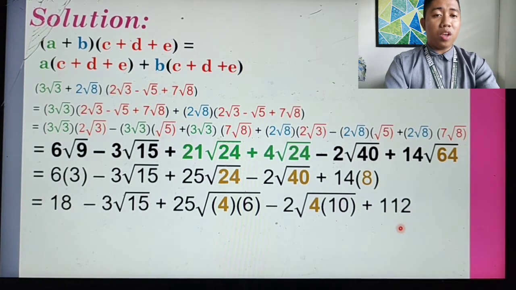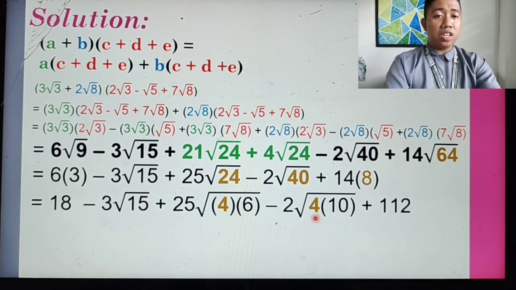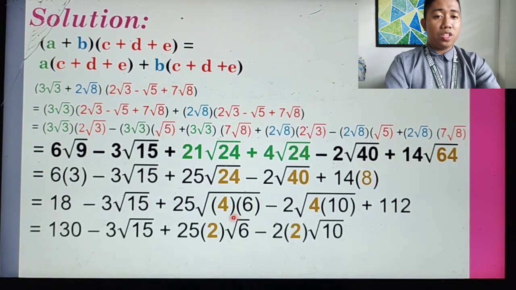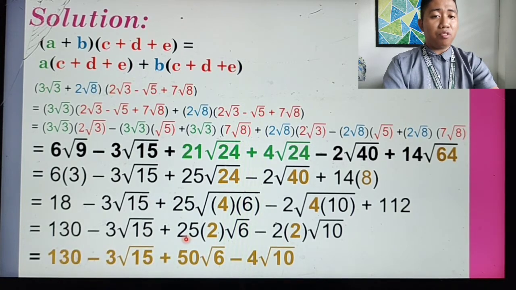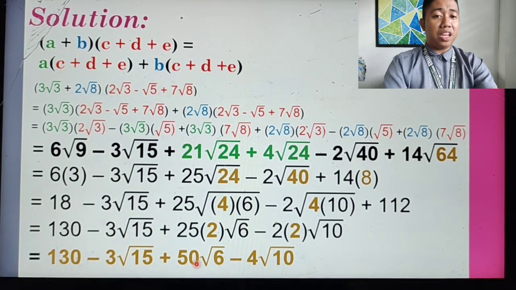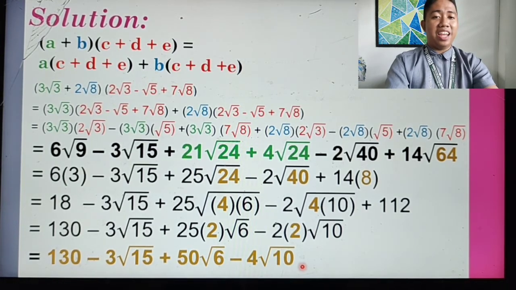And then we'll be going to extract the roots simultaneously. So we get the square root of 4, so we have 2. Also, square root of 4 is also 2. And then we'll simplify the products simultaneously. So we all know that 25 times 2 is 50, and 2 times 2 is 4. So that is 18 minus 3 square root of 15 plus 50 square root of 6 minus 4 square root of 10, plus 112. And that is our final answer.